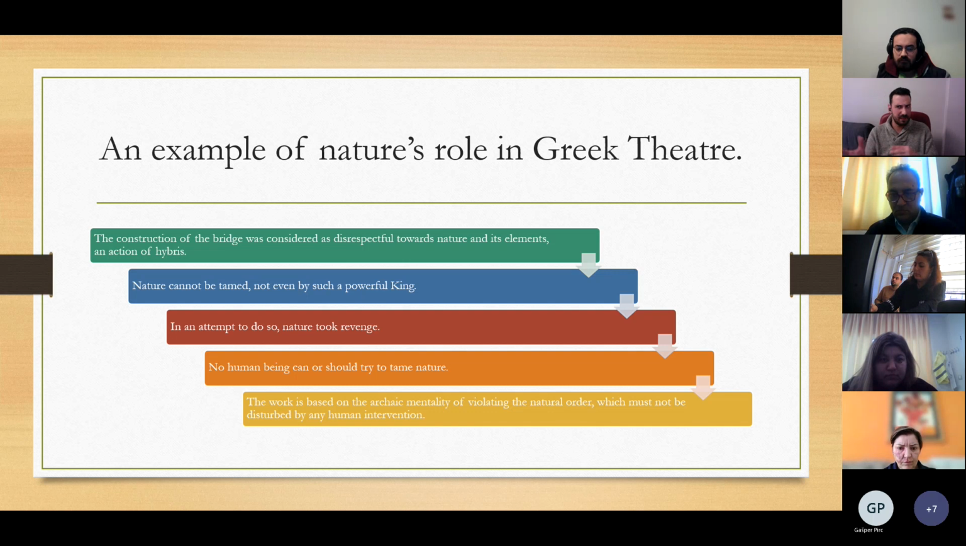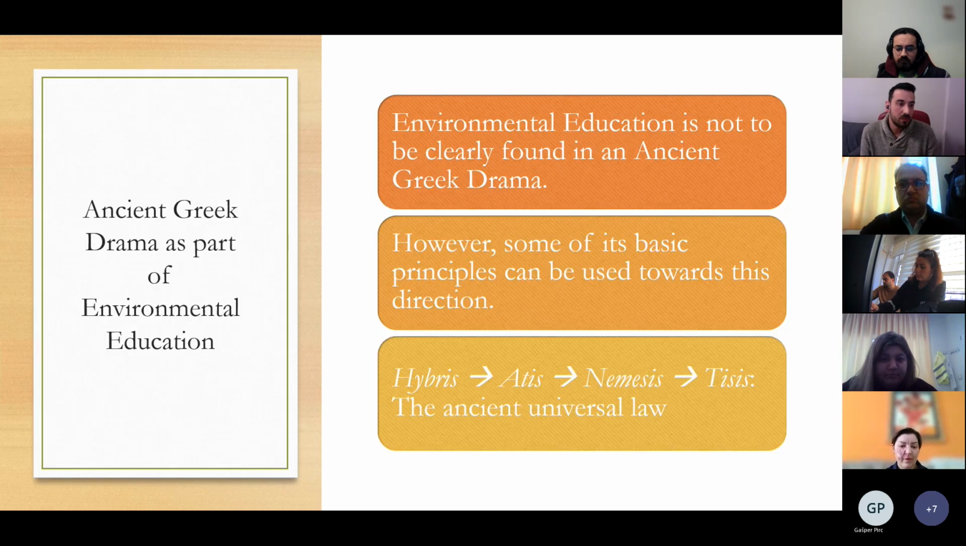This work and other works as well is based on the archaic mentality of violating the natural order, which must not be disturbed by any human intervention, by no means. So the truth is that environmental education is not to be clearly found in an ancient Greek drama.